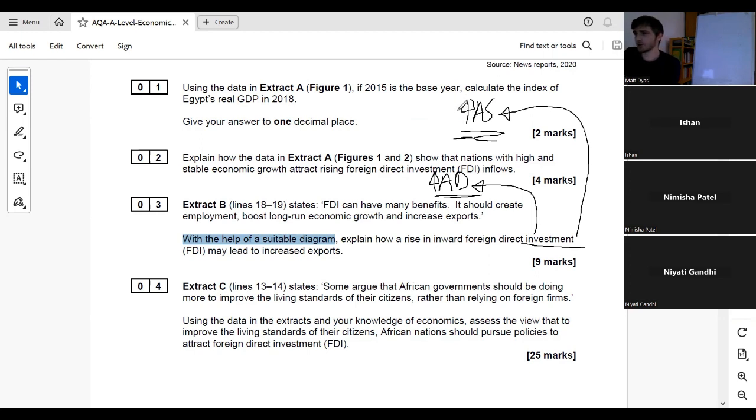Yes, cost of production for firms across the economy should decrease. So if capital generally gets cheaper because there's more capital, then production generally gets cheaper across the economy, which is why aggregate supply increases.